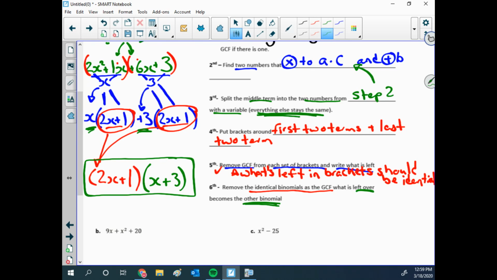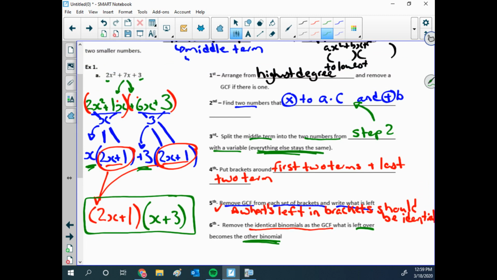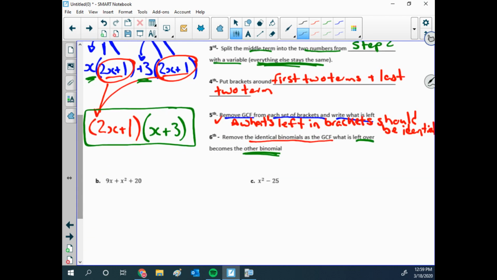I've factored that out. Apparently, these two binomials can be multiplied together and result in this trinomial. Now, I can always verify this, and that's, I guess, my 7th optional step here, which is to verify.